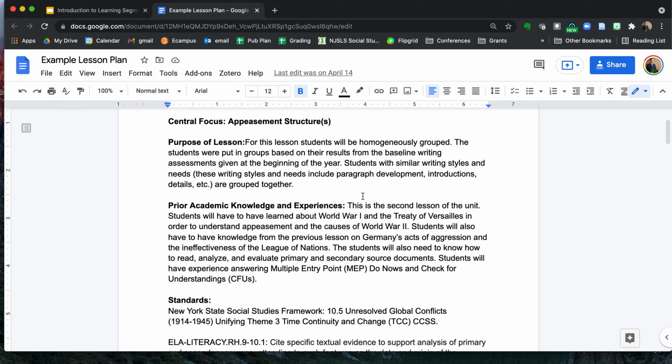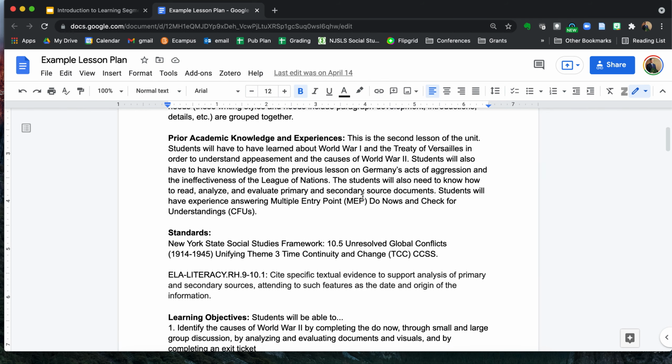I'm not sure it's always necessary, but as an administrator or as your potential substitute, it's just really nice to have this information about what's going to happen in this lesson and what they already know, so that I'm not coming in trying to teach them something that they already know.